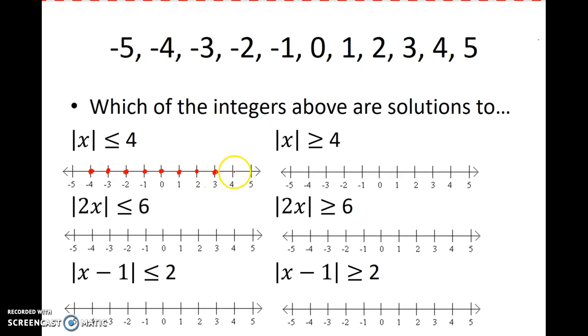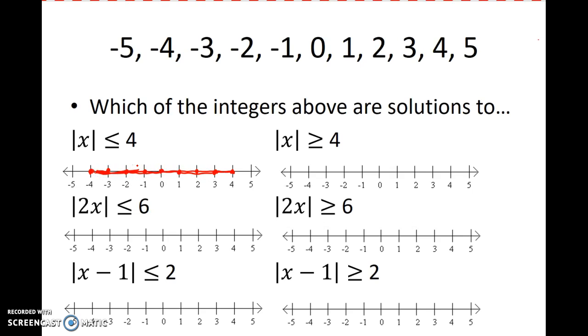The absolute value of 4 is 4, and 4 is equal to 4, so that's a solution. The absolute value of 5 is 5, and 5 is not less than or equal to 4, so I'm not going to put that as a solution. If you think about it, if you would put any values in between these would also be a solution.